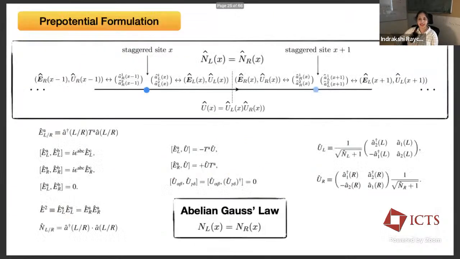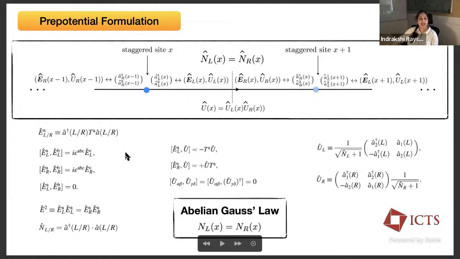So let's quickly have a look at what the prepotential framework is. As I mentioned, the canonical conjugate variables of any Hamiltonian framework are the electric field, left and right electric field, and the link operator. In the prepotential framework, those original variables are replaced by a set of harmonic oscillators. This is the example for SU(2) gauge theory, so that corresponds to a harmonic oscillator doublet associated to the left end of a link and the right end of a link.